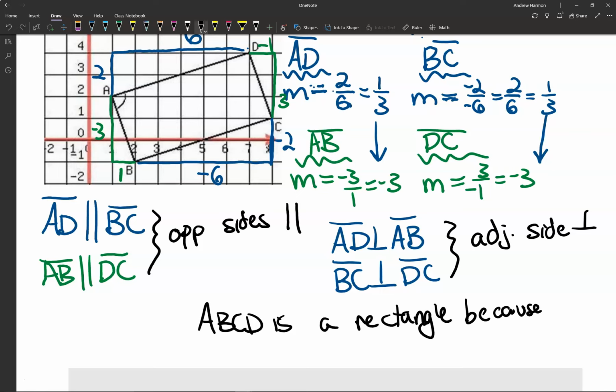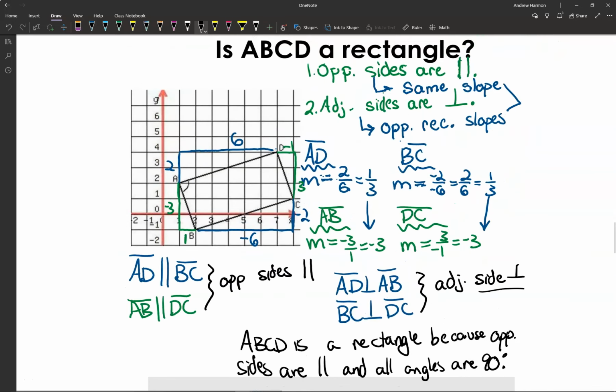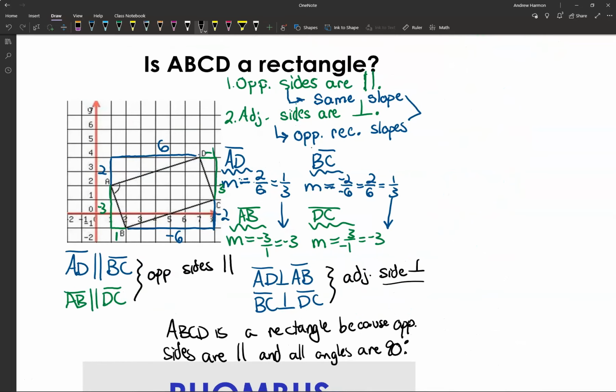because opposite sides are parallel and all angles are 90 degrees. And that's because we know those sides are perpendicular, which means they have to be 90 degrees. Alright, so we've now proven that ABCD is in fact a rectangle. Let's look at one more problem here.